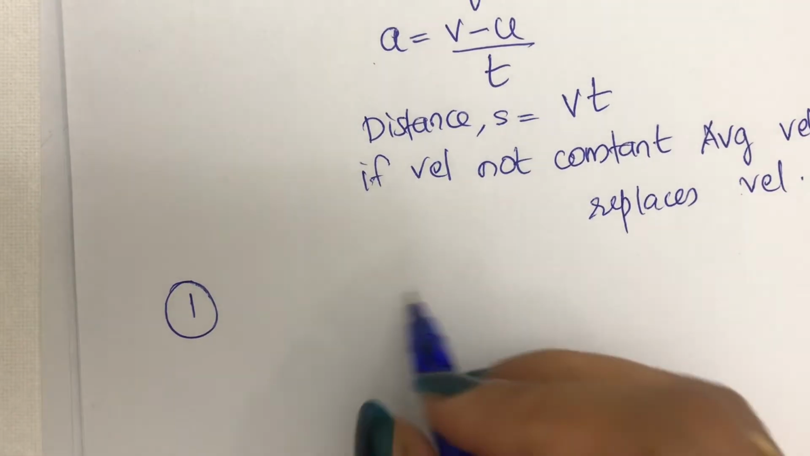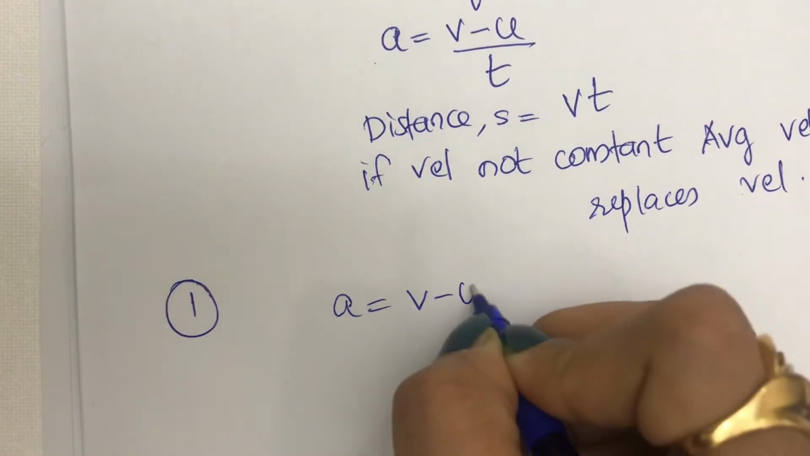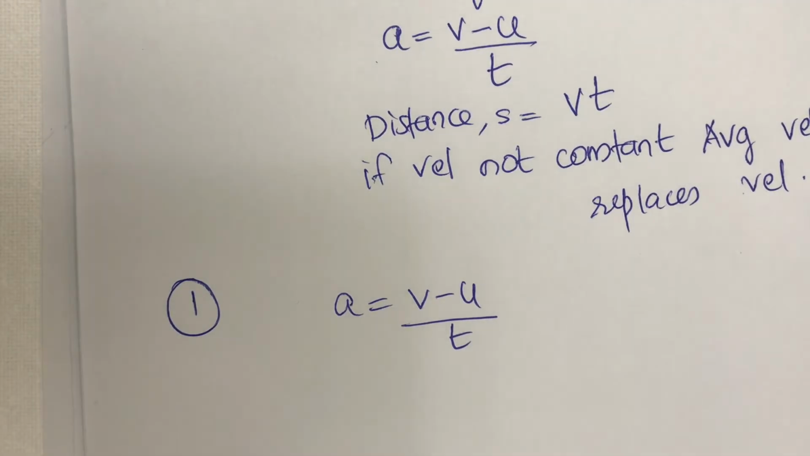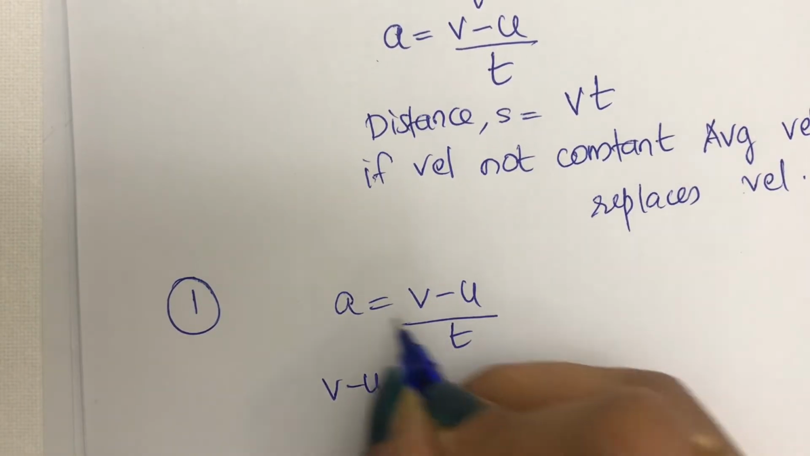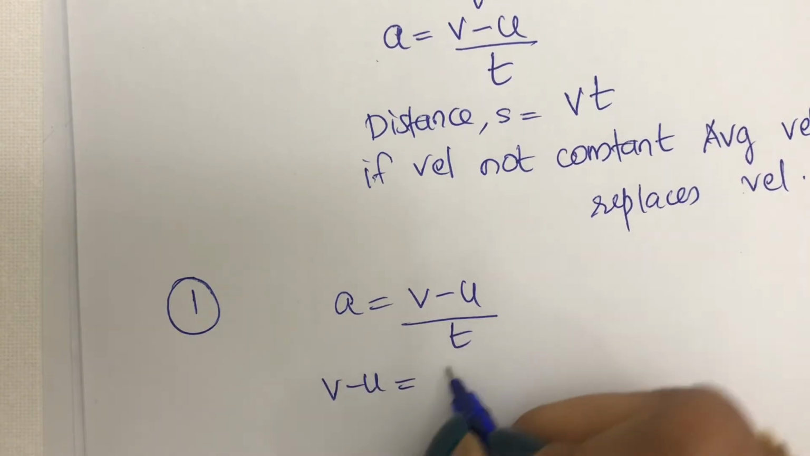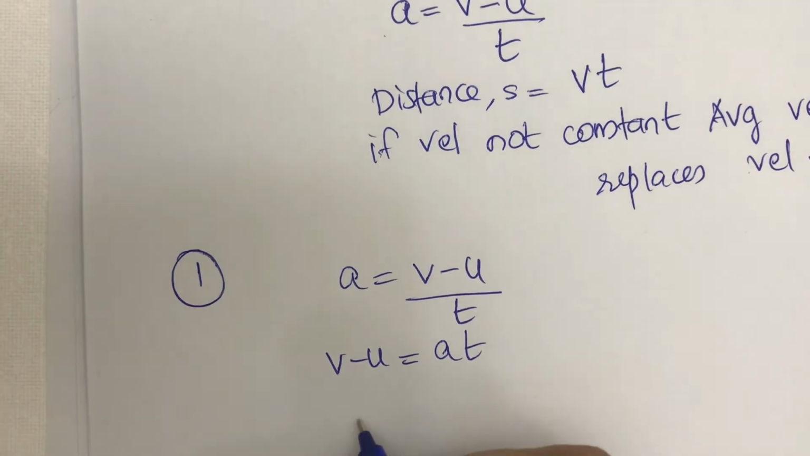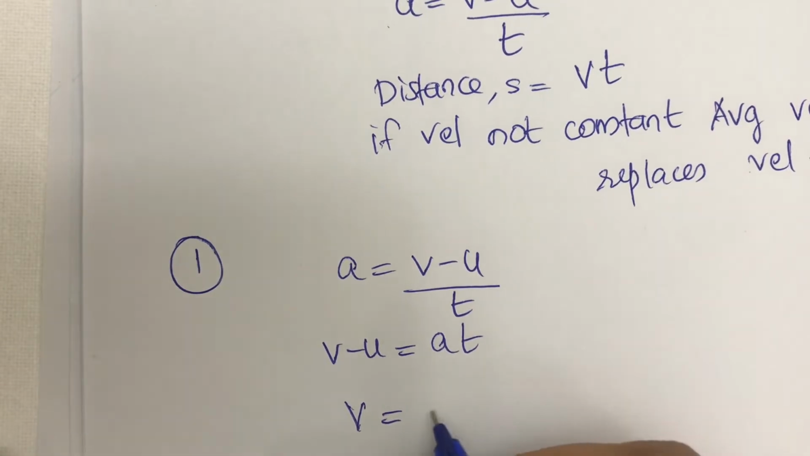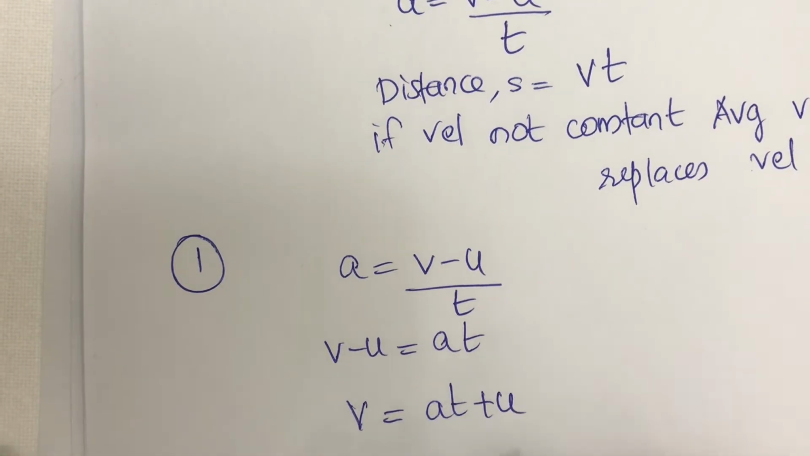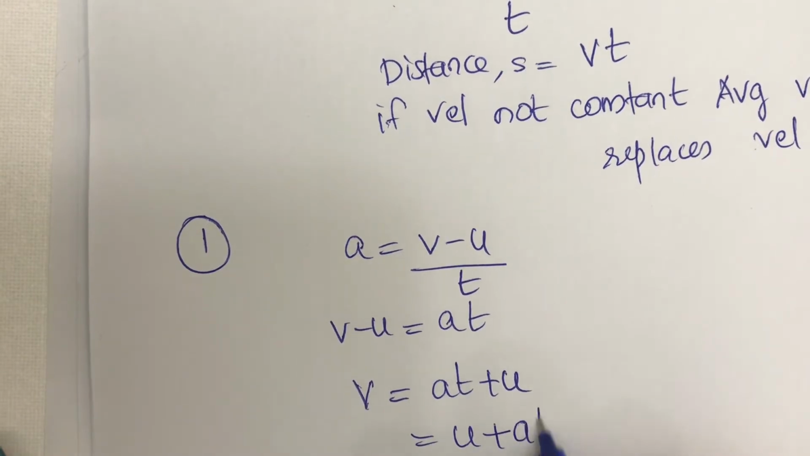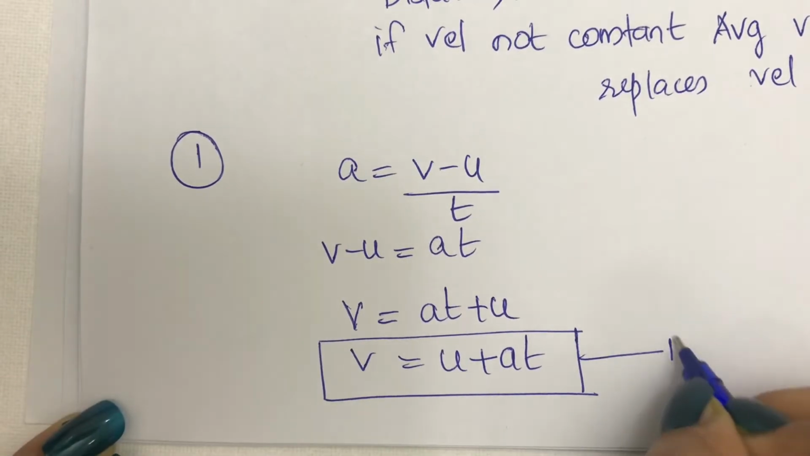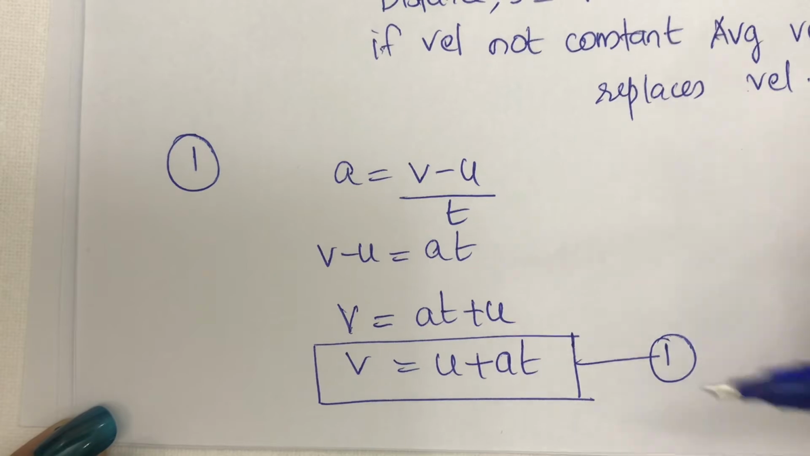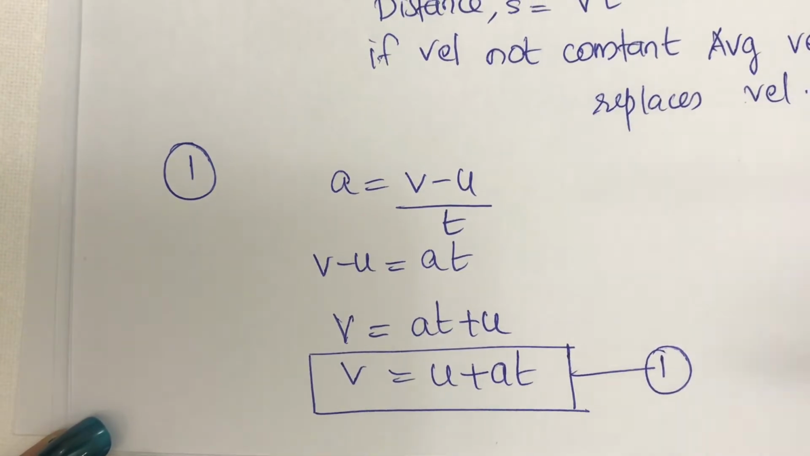So the first equation of motion we are going to derive. Acceleration is equal to (v minus u) by t, and we have to find the final velocity. So v minus u is equal to a into t, since division goes to the other side and becomes multiplication. So v is equal to u plus at. This is our first equation of motion, derived from acceleration.